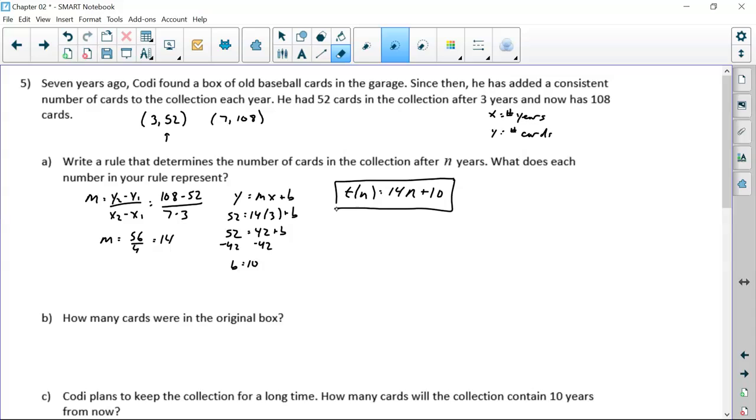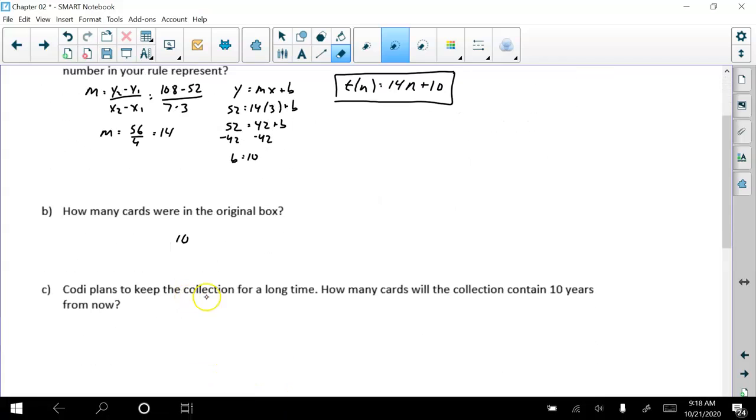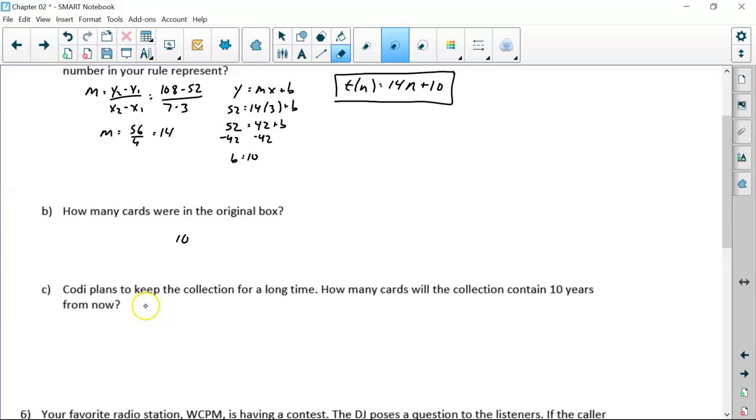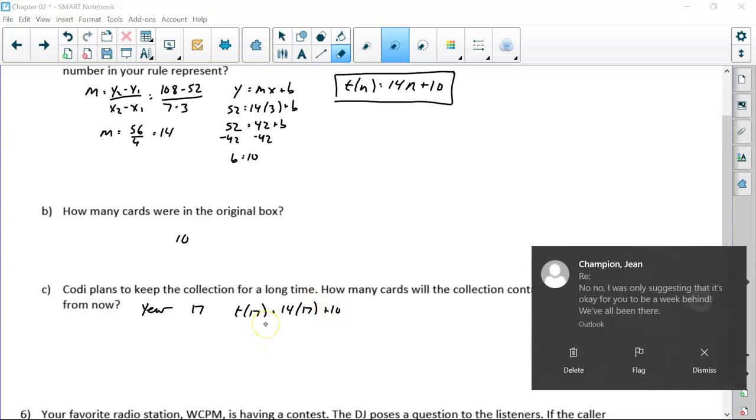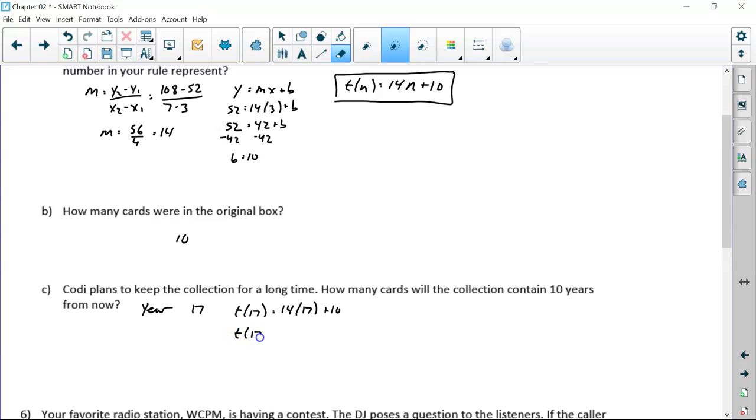Now, how many cards were in the original box? That's our y-intercept. Start off with 10. Now, if he continues collecting, how many cards will be in the collection 10 years from now? Now, 10 years from now isn't year 10. That's year 17. Because we're in year 7, so 10 years from now, 7 plus 10 is 17. So t of 17 equals 14 times 17 plus 10. T of 17 equals, when you multiply, you get 248. So we'll have 248 cards.